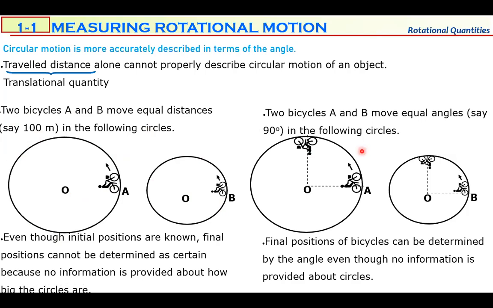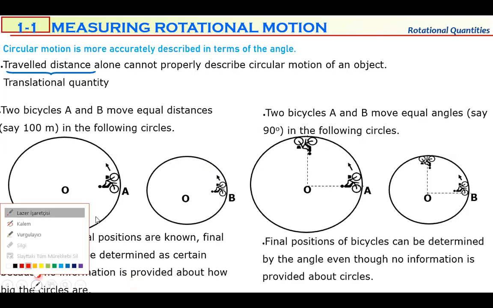However, if somebody says the two bicycles A and B move equal angles, say 90 degrees, then we don't care how big the first circle is or how small the second one is. This 90 degrees is enough to define the final position of the bicycle. You draw 90 degrees, and bicycle A will be here, and bicycle B will be here. So that's why circular motion is defined in terms of distance and angle. Without an angle, it's not easy to define circular motion. That's why in this section we are going to use angles to define circular motion.